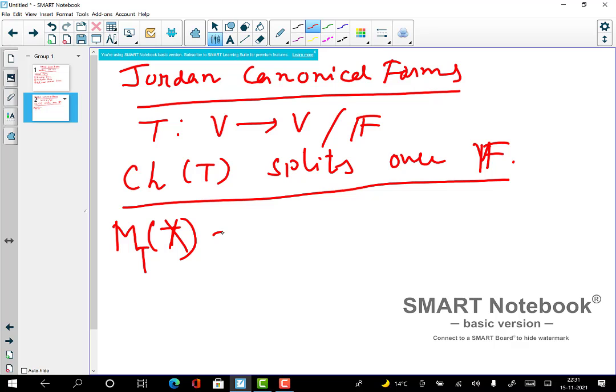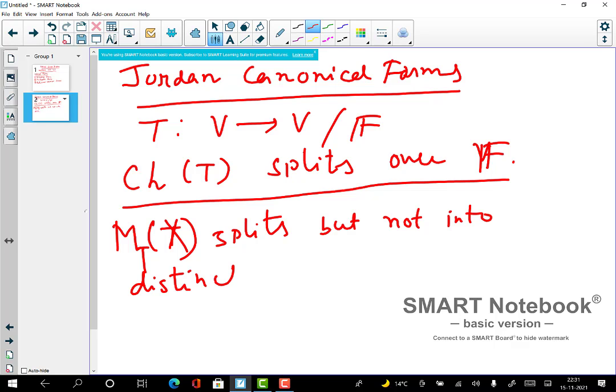But if the minimal polynomial splits but not into distinct linear factors, then what happens? This is the question. Suppose the minimal polynomial splits but the factors are not distinct. That means there is at least one eigenvalue c such that x minus c repeats inside the minimal polynomial.